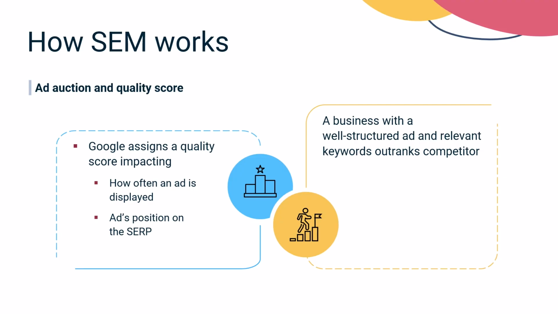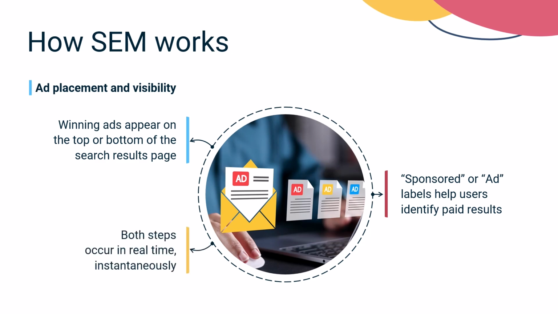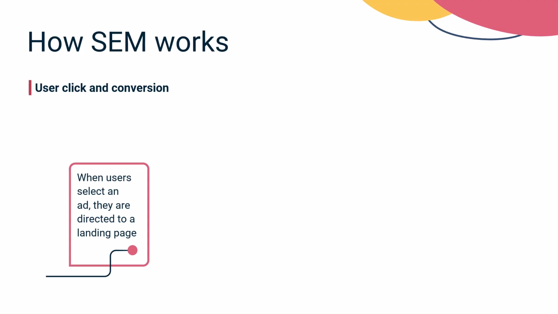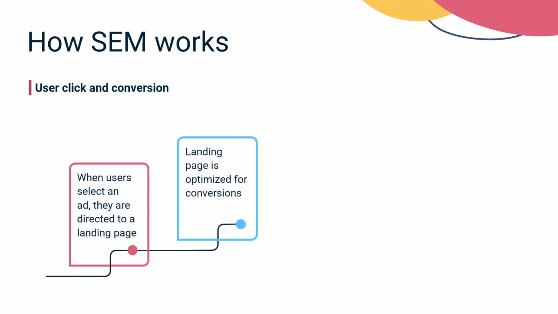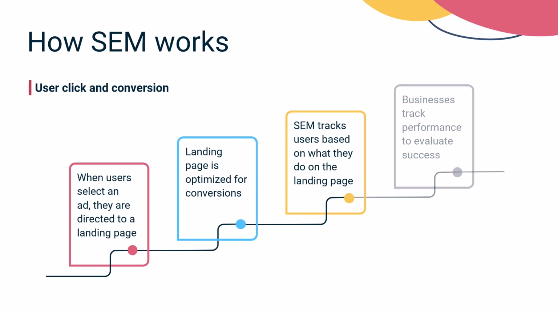Once the auction is complete, the winning ads appear at the top or bottom of the search results page. Ads marked as sponsored or ad help users distinguish paid results from organic listings. Both steps occur in real time, instantaneously. When users select an ad, they are directed to a landing page or website that has been optimized for conversions. SEM advertising platforms track users based on what they do on the landing page, such as filling out a form or purchasing something. Businesses track performance using metrics such as CTR and clicks to evaluate success.